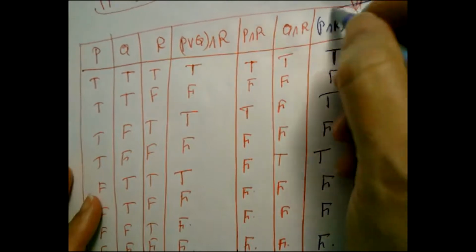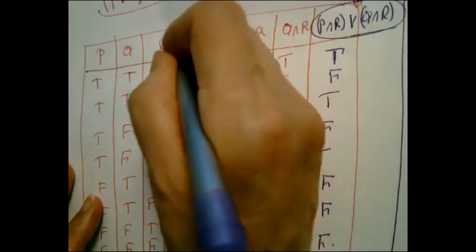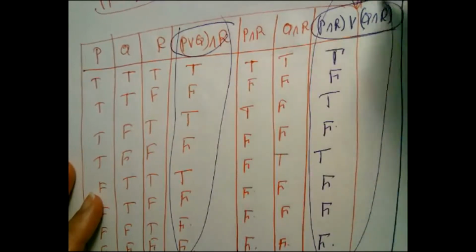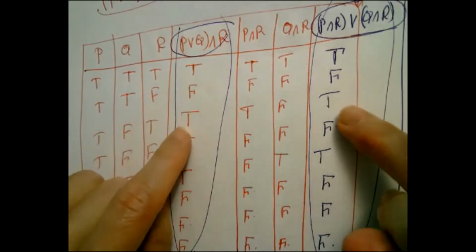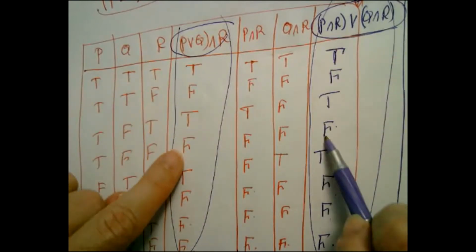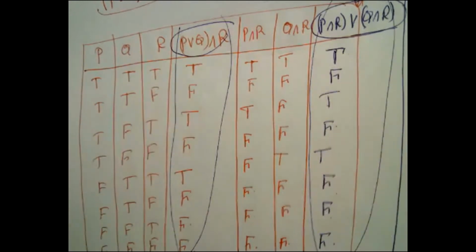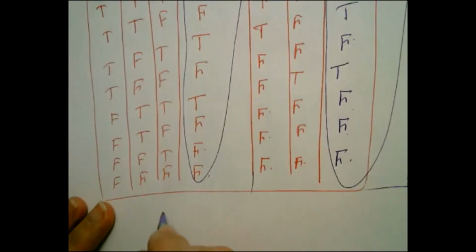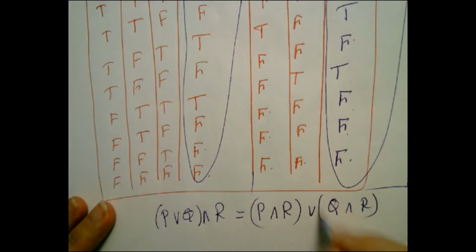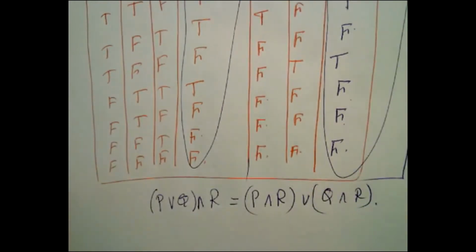Now I compare those two columns, this column and that column. And definitely I have the same truth table, because F, F, F, T, F, T, F, T. They have the same truth table. It means those statements are logically the same. P and R or Q and R. Okay, those are logically the same thing.